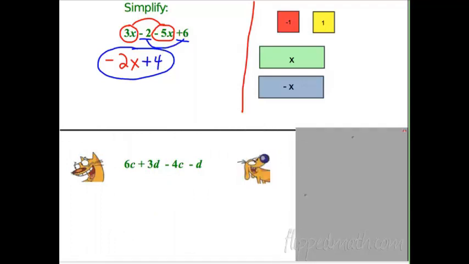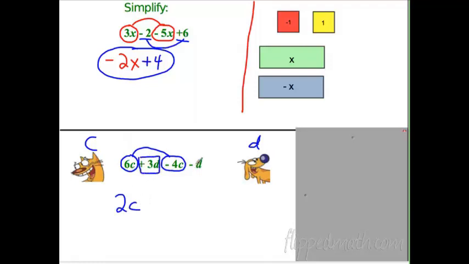Instead of just random letters like x and y, let's try C. So we've got my cats, C, I got my dogs here. So here you can see, definitely you got to keep your cats together. I've got 6 cats here. Use the sign in front, so I circle them. That's minus 4 cats. So they can combine my cats. 6 cats minus 4 cats is what? 2 cats. Then let's say I've got plus 3 dogs.